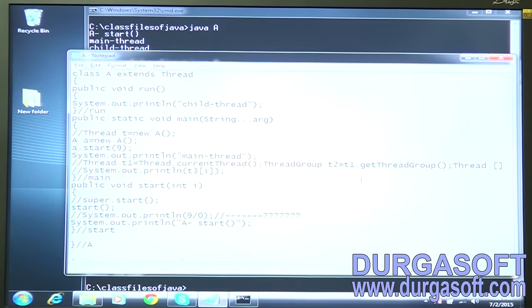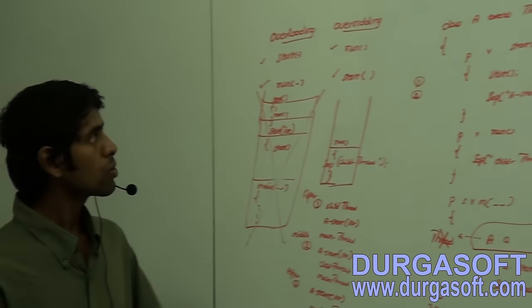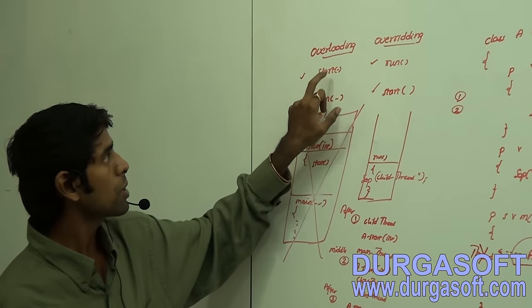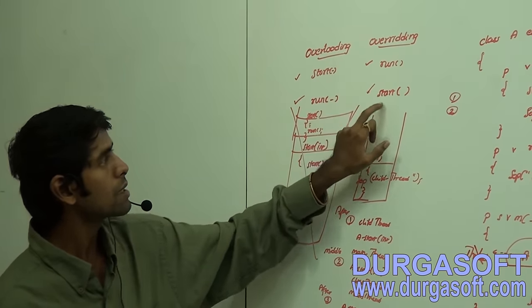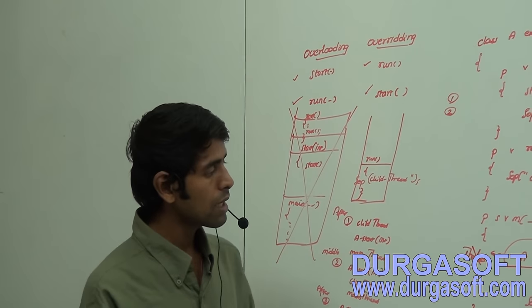This is what our start method overloading and overriding and run method overriding is. With respect to the run method, we have seen overriding as well as overloading. With respect to the start method, we have seen overloading as well as overriding. Now let us see one more thing. I have started the thread here, right?